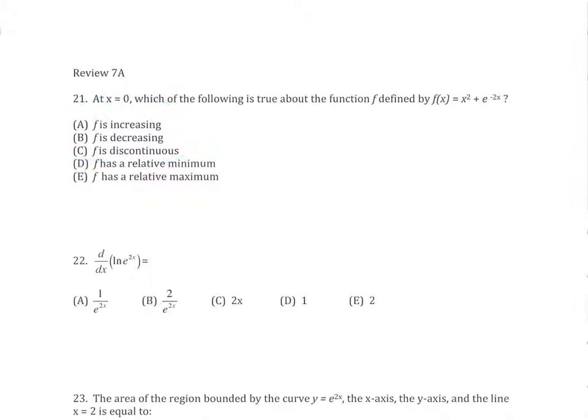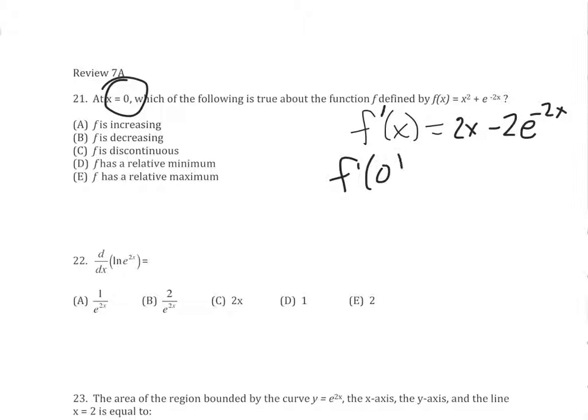So what I'm going to do is take the first derivative and see what that gets me. F prime of x equals 2x minus 2e to the negative 2x. That is the first derivative. At x equals 0, f prime of 0 equals 2 times 0 minus 2e to the negative 2 times 0.